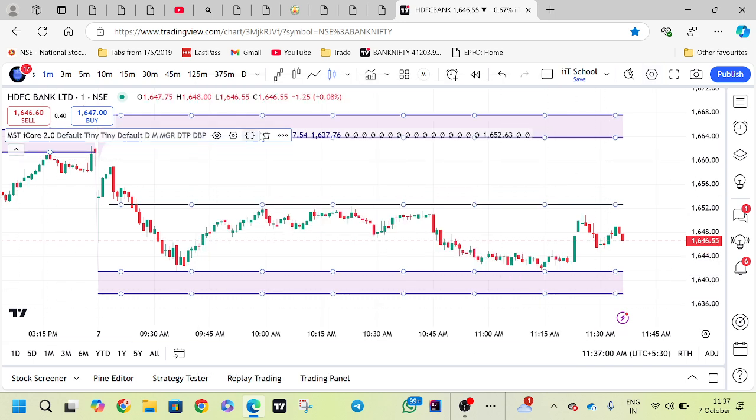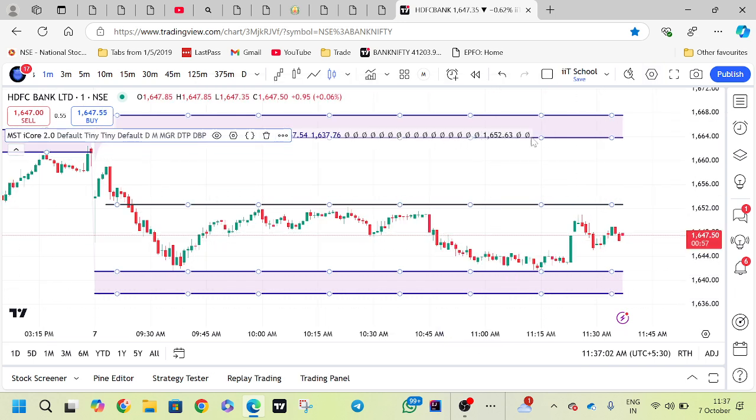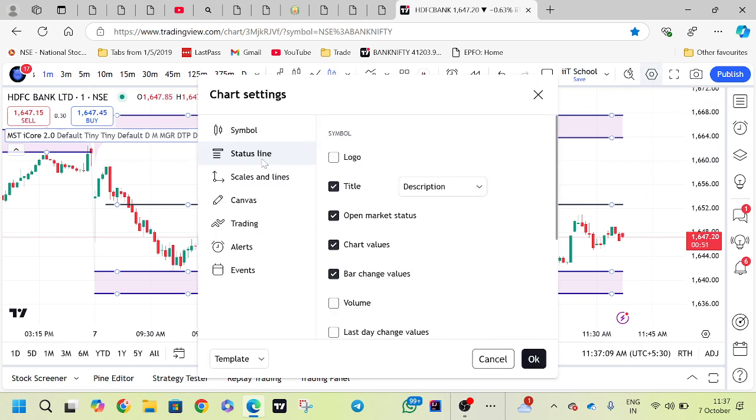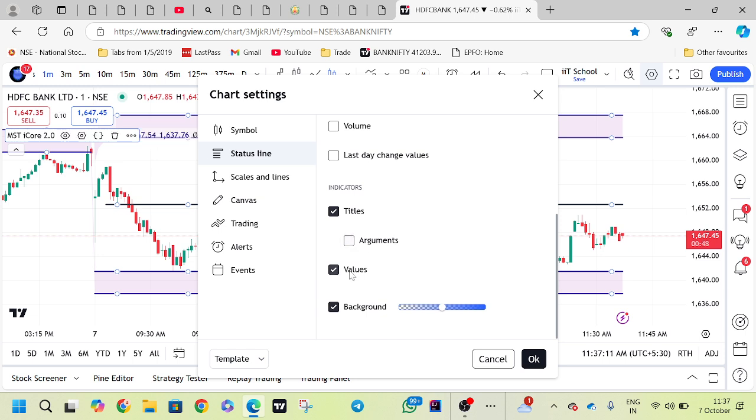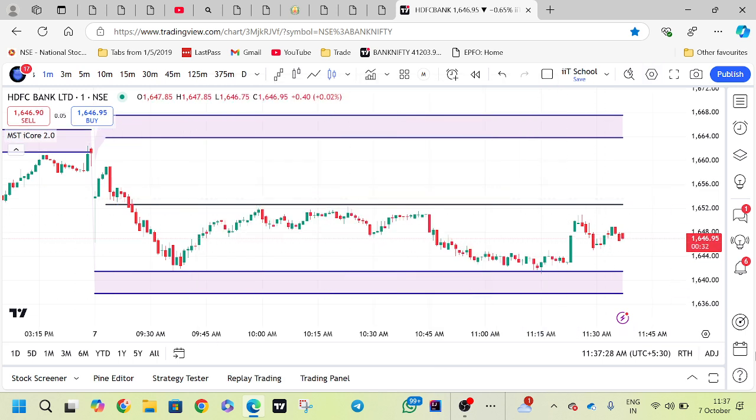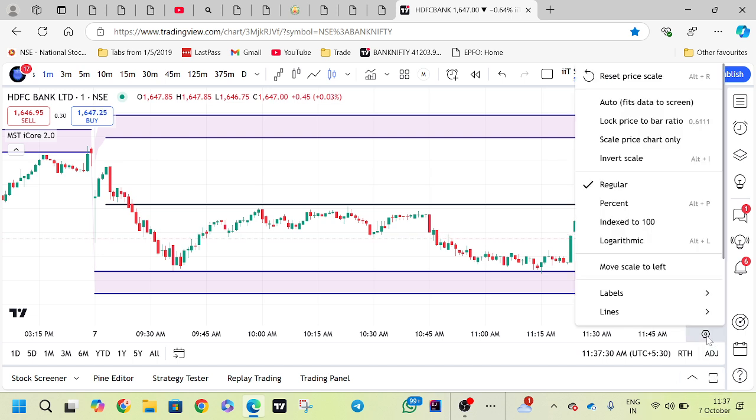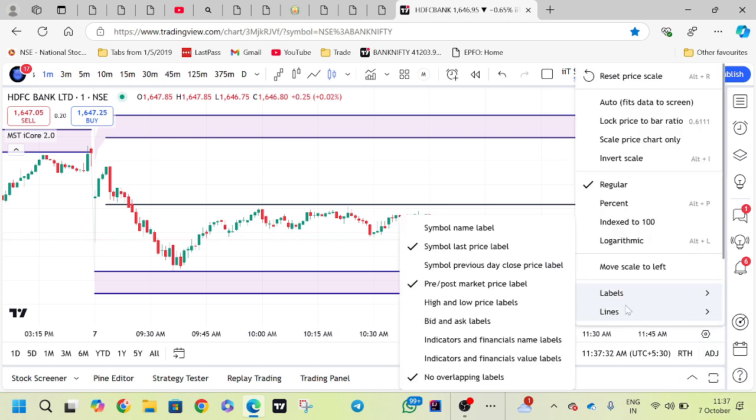In this indicator, all the parameters which we have used will be visible. That will be a disturbance for you. For that, go to the top settings, status line, and remove these arguments and values under the indicator option. If you remove these titles, then the indicator name also will be invisible. So go there and just enable the MST iCore 2.0 indicator title and remove arguments and values. That's all.